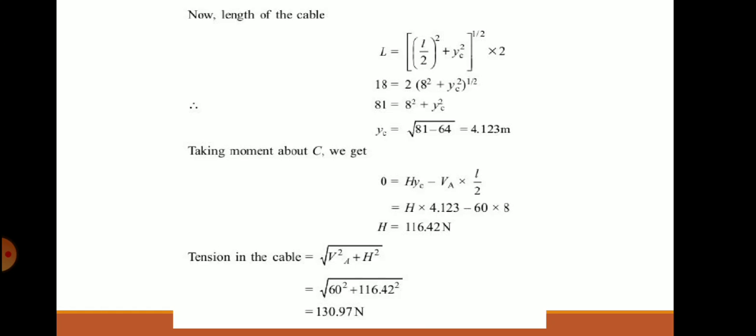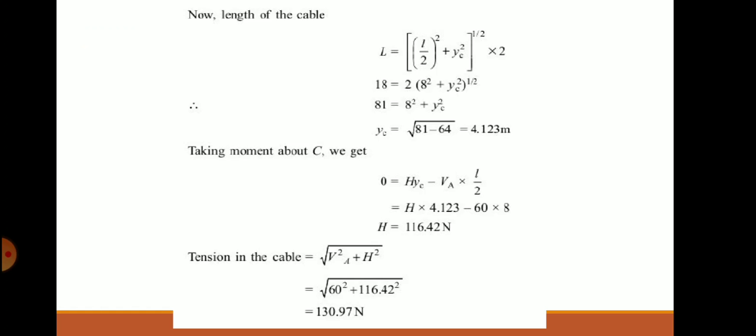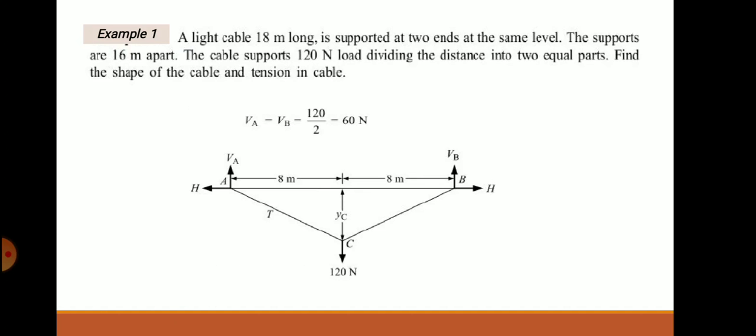Taking moment about point C, if you take moment about this point, VA into 8 is clockwise, whereas H into YC is anti-clockwise. H into YC is anti-clockwise minus VA into L by 2. L by 2 is 8. So we can find out the horizontal force. In order to find the tension in the cable, tension is a diagonal force, so it is equal to the square root of vertical force squared plus horizontal force squared. What is the vertical force? 60. Horizontal force 116.42.